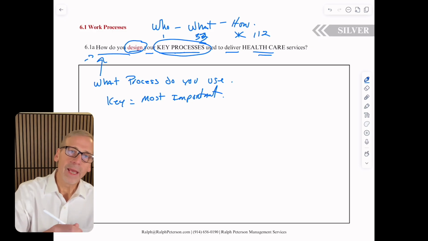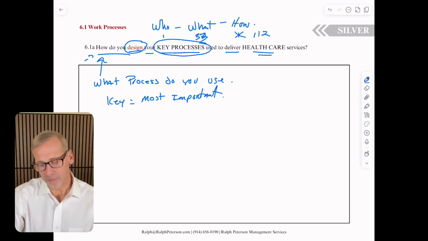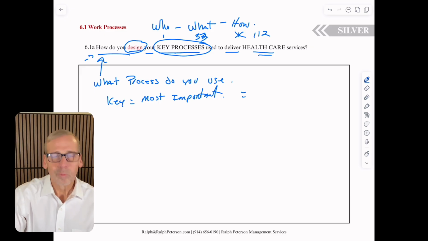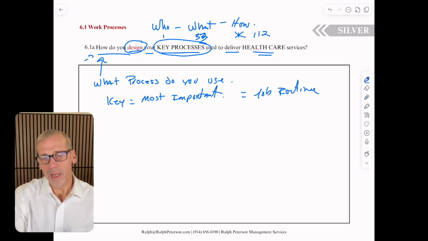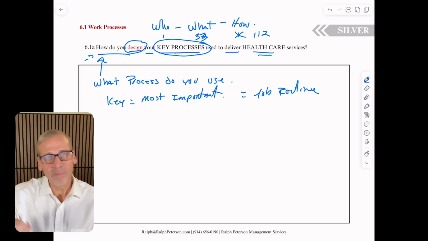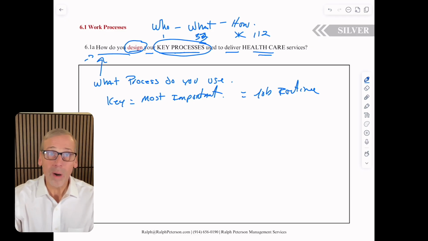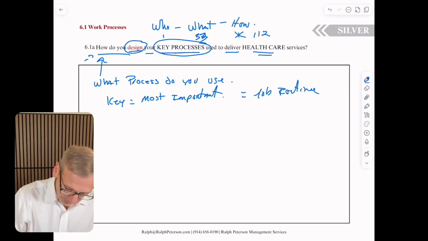Now, what is a process? What do they mean by process used to deliver healthcare services? Well, it really means job routine. It's a job routine. And you'll be able to identify the job routine because the main part of a job routine is also its name, meaning the point of the job routine is also normally what we call the job routine. Let's do this. Admissions.